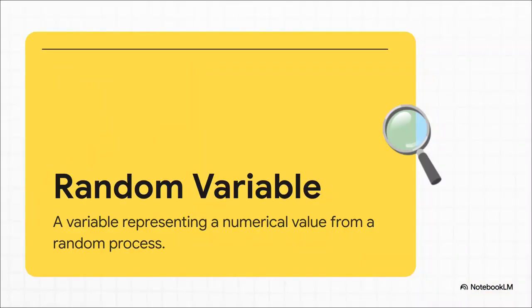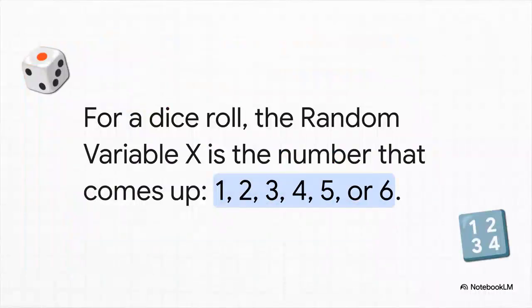Okay, so the formal definition is this. A random variable, which we'll just call X, is just a way to assign a number to the result of some random process. Think of it like a bridge connecting the chaos of chance to the nice, orderly world of mathematics. Let's make this real with our dice roll. The random process is the physical act of rolling the die. The random variable, our X, is simply the number that ends up face up: 1, 2, 3, 4, 5, or 6. And just like that, we've turned a physical action into a clean set of numbers.